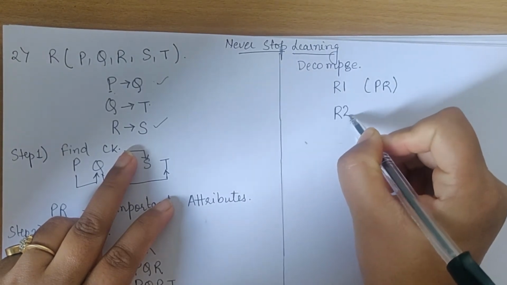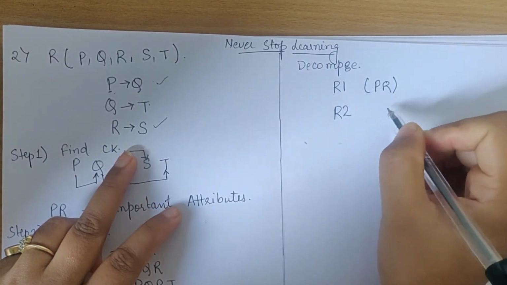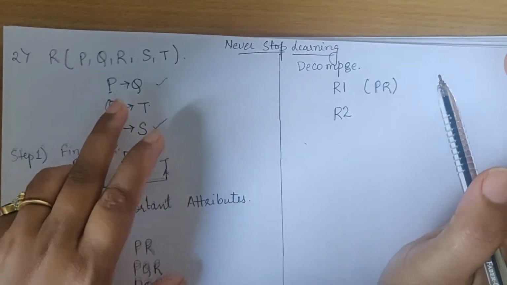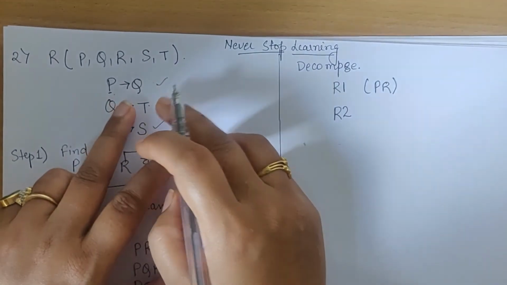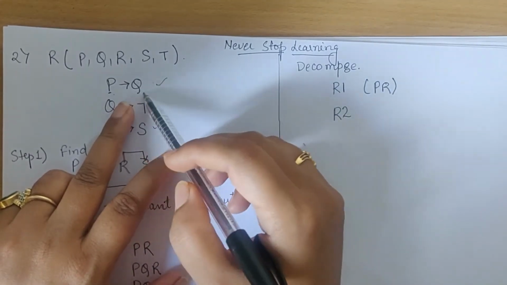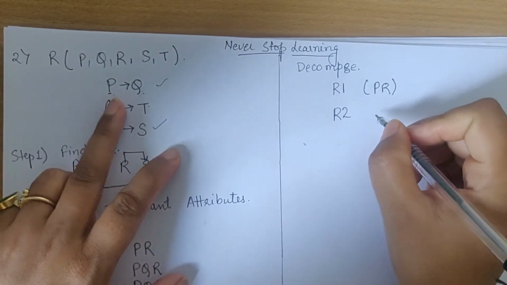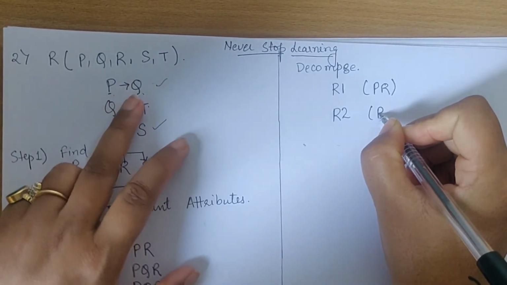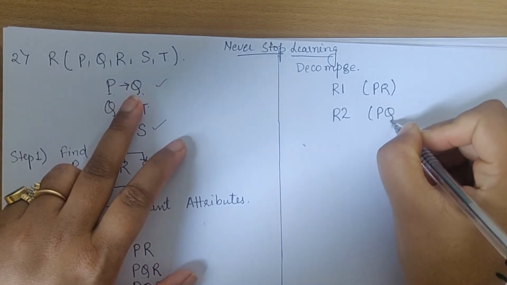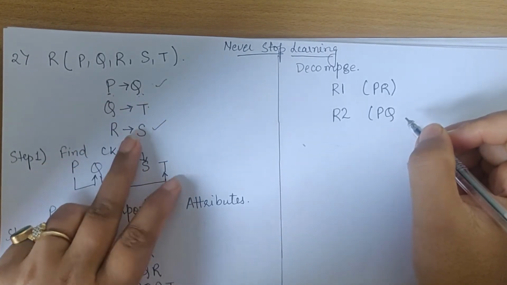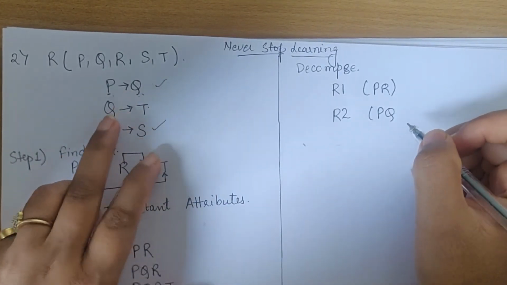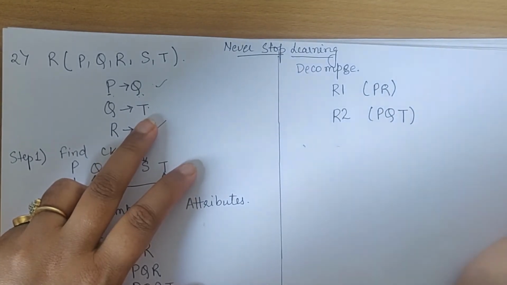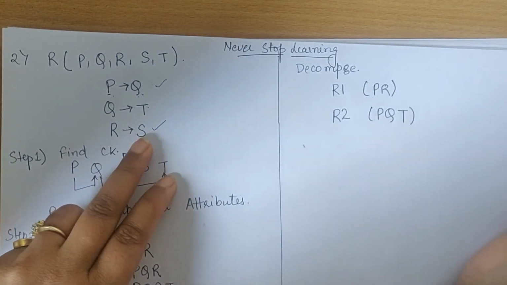For table number 2, I will put those attributes which are creating problems, those dependencies which are creating problems. So we will solve them one by one. Because of this there is a problem. So for this table we will write P. P determines what? Q. Now P determines anything else? No. Q determines anything else? Yes, Q determines T. So T will also come here. T determines anything else? No.